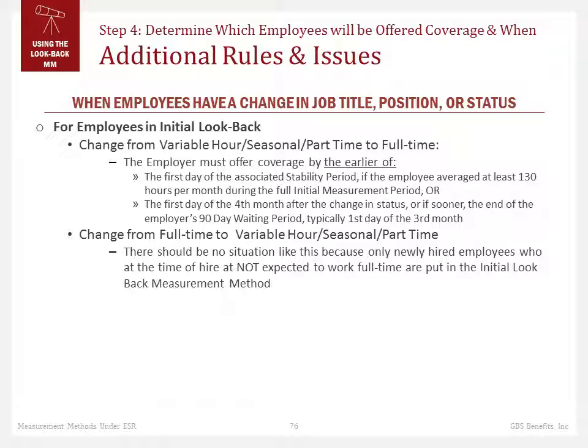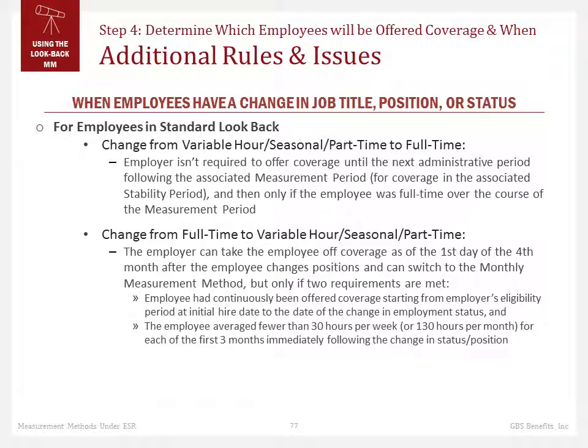So you shouldn't have somebody in that situation. But anyway, make sure you follow these rules. If you have a change from variable hour, seasonal, part-time to full-time, and they're in their initial look back, the employer must offer coverage by the earlier of either the first day of the associated stability period, assuming that they averaged 130 hours or more, or the first day of the 4th month after the change in status. So you have 3 months in order to get them on coverage.